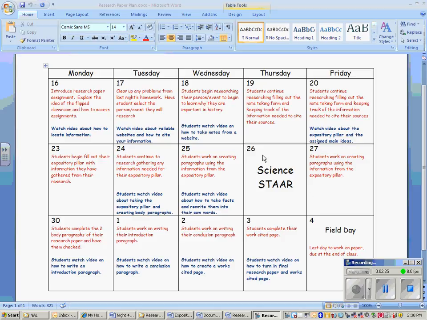According to our calendar, if you look right here, tomorrow in class, you're taking your information from your pillar and going to start typing your paragraphs. That's why it's important that someone has checked your details and they do support the main ideas you have written.